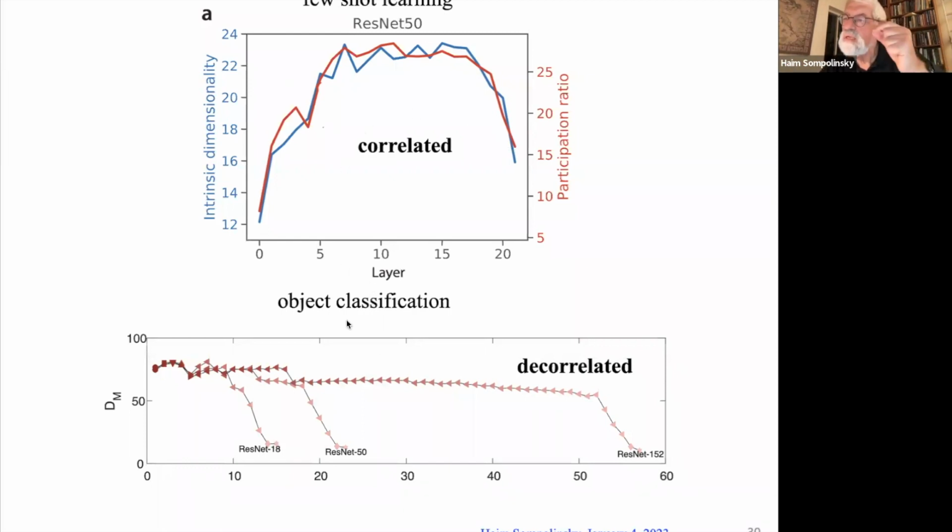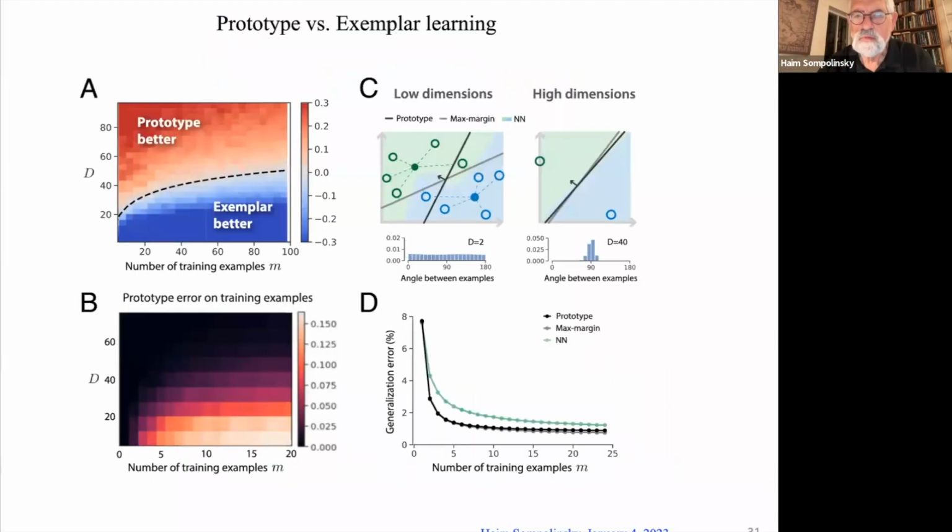I just want to highlight this because it means that what dimensionality is and how it changes is something which depends on the task. The same data will have different answers depending on what type of computation you are doing.